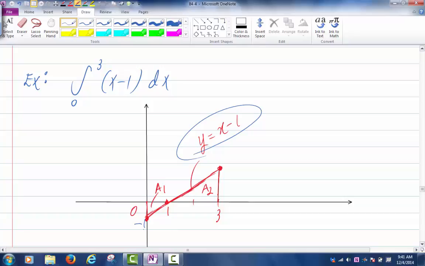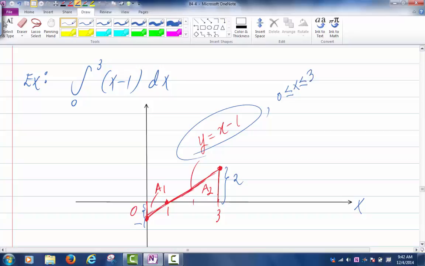And when x is 3, what is y? 2. So this height here is 2, and this height here was -1, right? And once I have 2 points on the line, I can just join them and I get the graph of x minus 1 for x between 0 and 3, right?